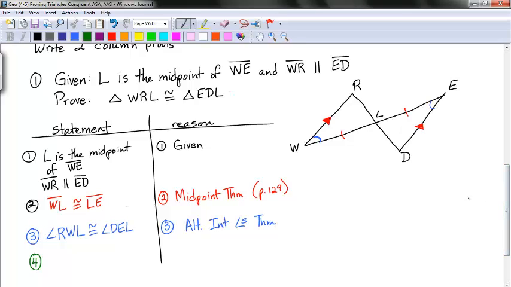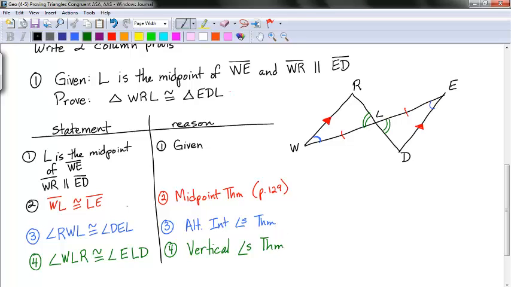Right? Okay, second one. I'm looking at angle WLR. Okay, so look at this angle, WLR. Which angle is that congruent to? Why? What kind of angles are those? Vertical. So those are congruent to angle ELD. Vertical angles. And that's actually a theorem also.